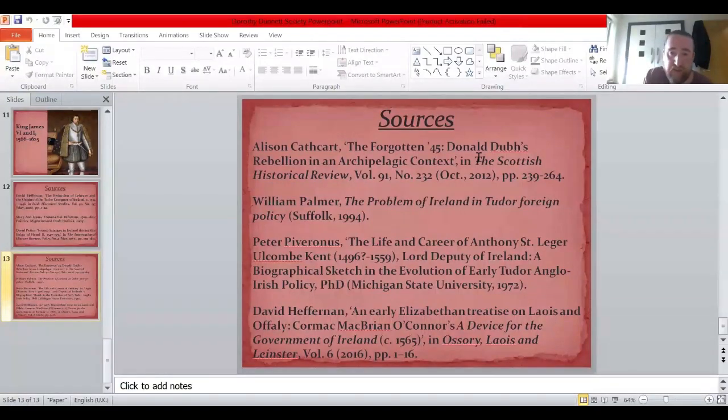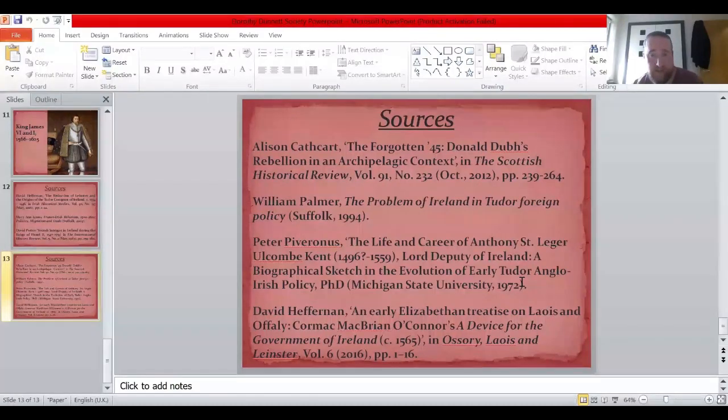That's also explored in Peter Piveronus's thesis at Michigan State University, 1972. There's a chapter in there that discusses the mid 1540s and his efforts to deal with what's going on in Ulster. Again, I'm pretty sure that there is a PDF of that available online, that it has been digitized.